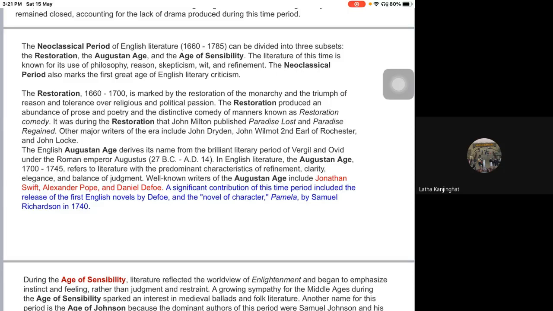And a significant contribution of this time period included the release of the first English novels by Daniel Defoe, and the novel of character Pamela by Samuel Richardson, which is important for us, right? So it was during the Augustan Age that the first English novels were published.